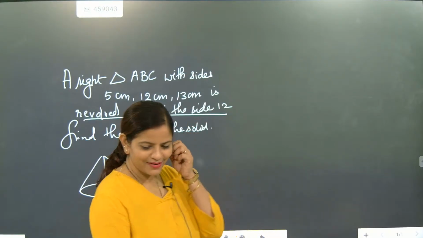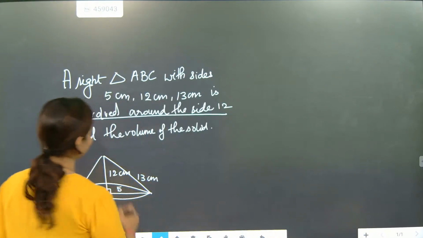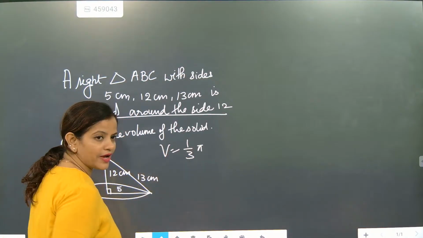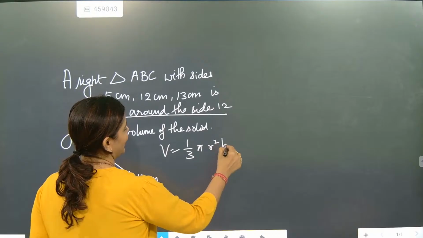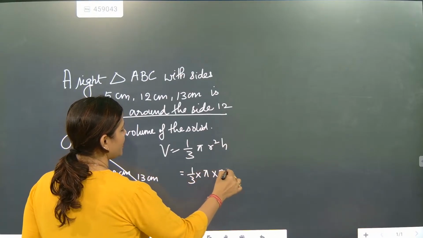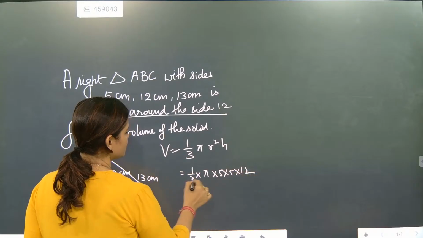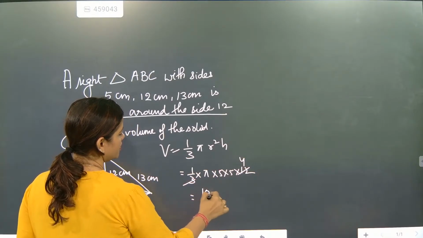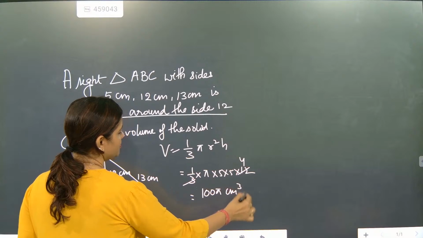105. Now you are correct. I was waiting for this. Now look here. Volume will be equal to 1 by 3 pi r square h. So r square, 1 by 3 is 5 into 5 into 5 into h, which is coming as 4. So this one is 4. So the answer will be 105 cubic centimeter.